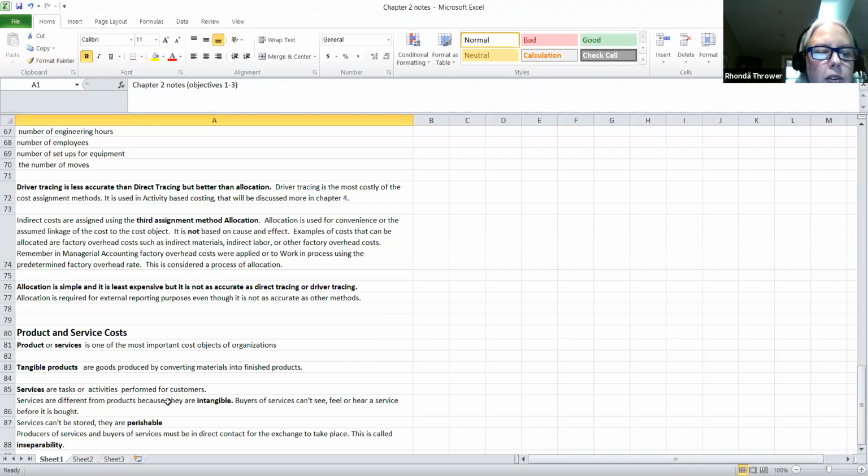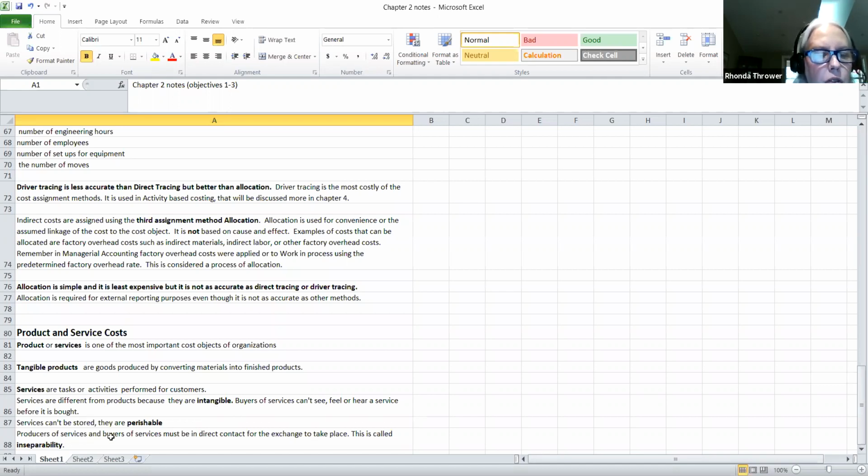Services are the tasks or the activities that we actually perform for our customers. And services are treated a little bit differently because services are not tangible. They are intangible. The buyers of our services can't really see, feel, touch, or hear the service before it is bought. It's just an activity that we provide for our customer. And so we're going to have to assign cost to those activities if we're a service type of business.